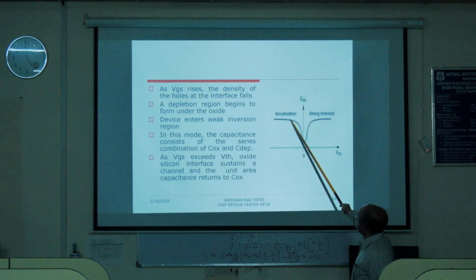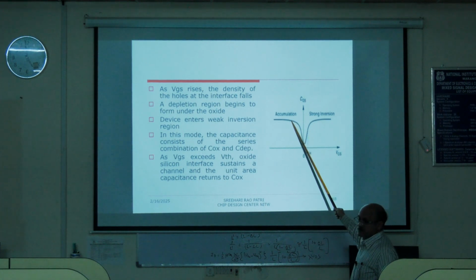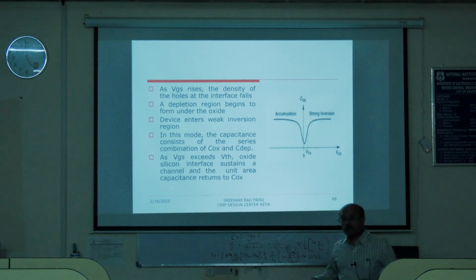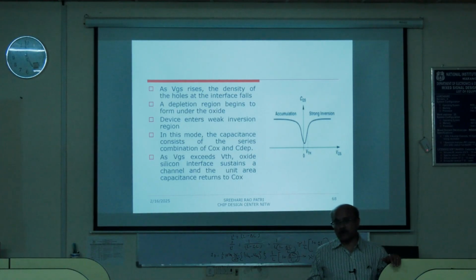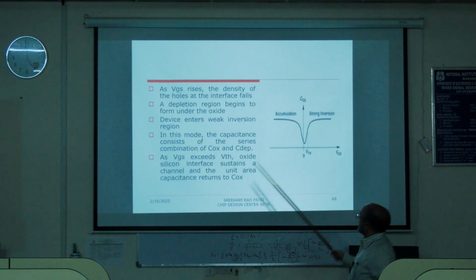As gradually all the holes have gone, what happens to the capacitance here? You know that capacitance is epsilon naught A by D. D is the Tox separation. So what happened earlier?